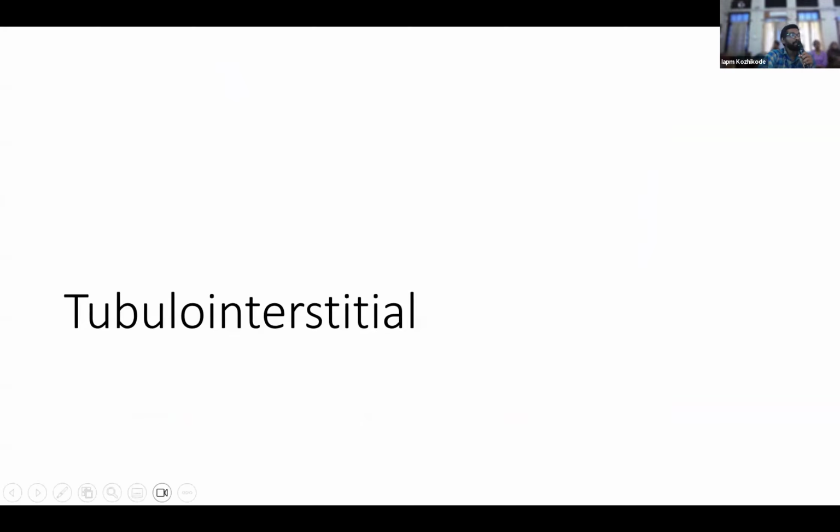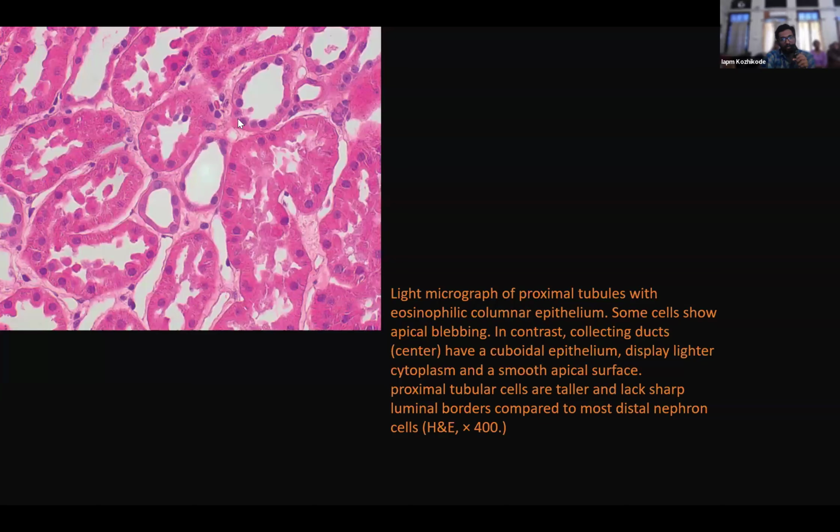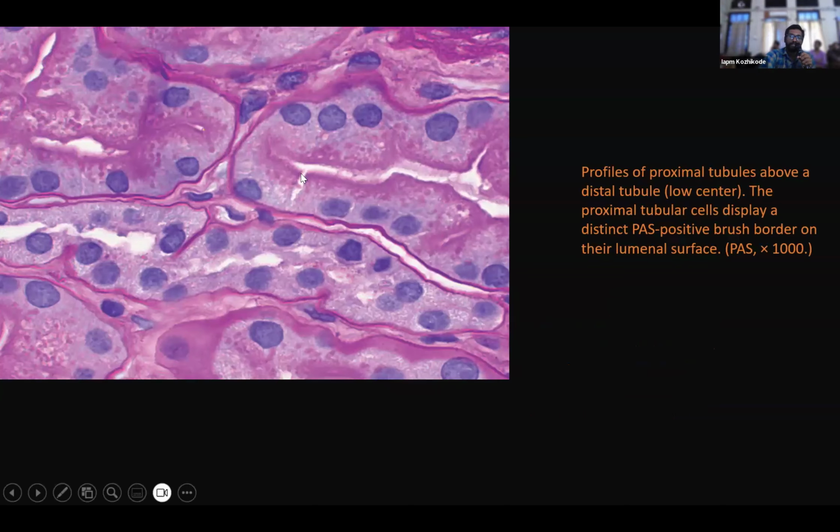Okay. So now we are going to the tubulointerstitial compartment. A normal tubulointerstitium would look like this. The interstitium would be hardly visible, only very little space. And you'll have these PCTs. In a well-stained good section, you can even see the cilia in the PCT.